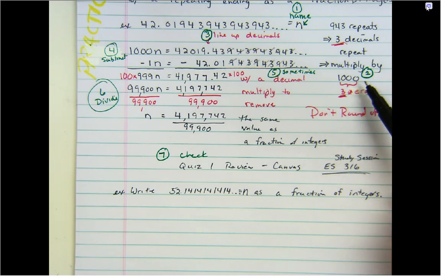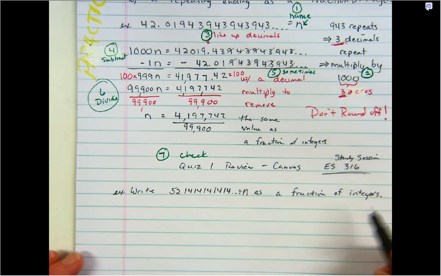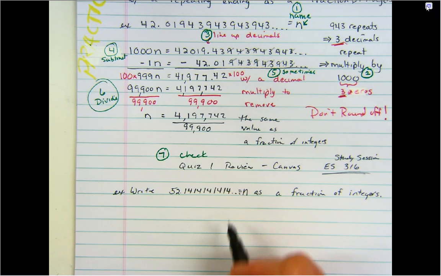Second step was to multiply by 1,000. 3 zeros. Is that right on this one? No. Good. What do we multiply? 100. Yeah. Good job. Okay. So two numbers are repeating. So multiply by 100 with 2 zeros.